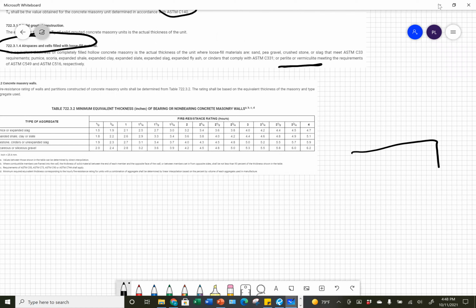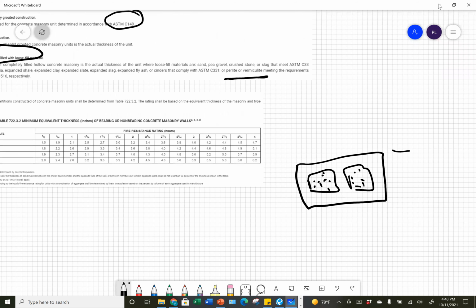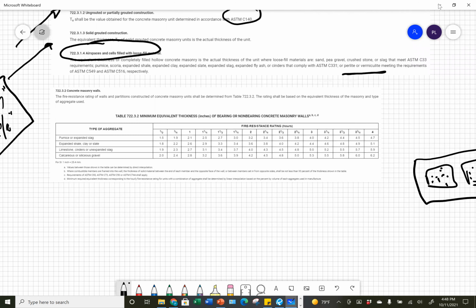So if we have a solid grouted wall or we fill our cells with an approved material, we get an equivalent thickness T sub E equal to the actual thickness of our units. And what do we do with that value? Well, we go to table 722.3.2 in our International Building Code, and for various fire resistance ratings, it gives us a required equivalent thickness, which is a function of type of aggregate.